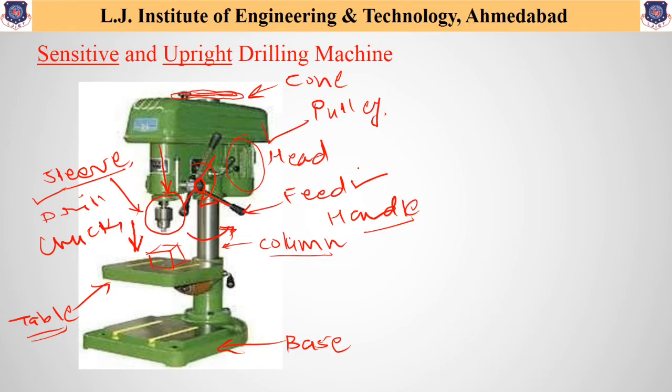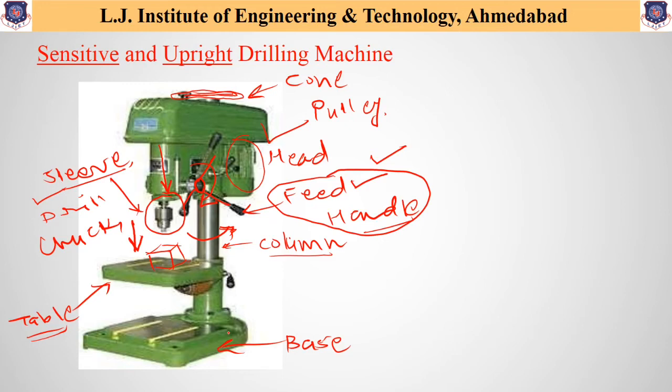So in the case of the sensitive drilling machine, it is used for drilling small holes at high speed in light workpieces. And as we have discussed, it consists of the base, which may be mounted on a bench or on a floor. And if we discuss the drilling of small holes at high speed, hand feed is necessary, because this feed handle is rotated by means of the hand only. And as the operator can sense the cutting action, this machine is called the sensitive drilling machine.